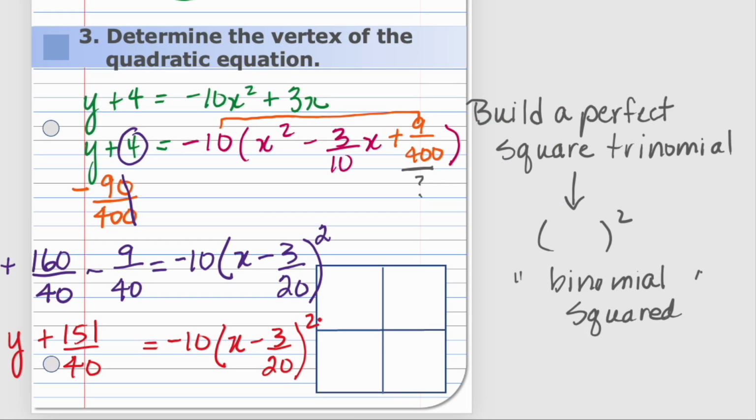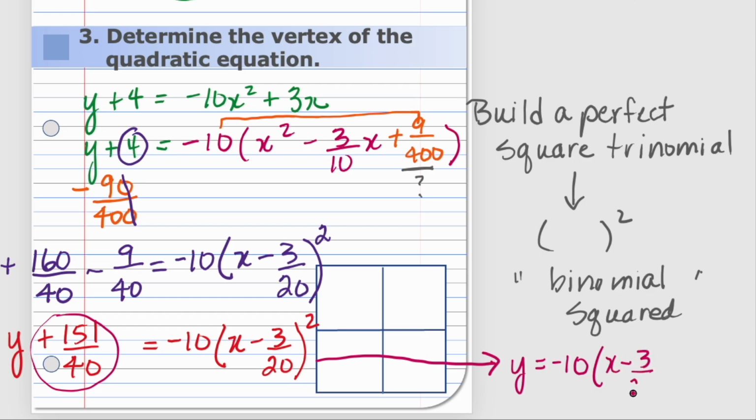And now, running out of room, let's move right over here. We'll subtract 151 over 40 from both sides, and we'll have y by itself: negative 10 bracket x minus 3 over 20 squared minus 151 over 40. Wow, got it. There it is.